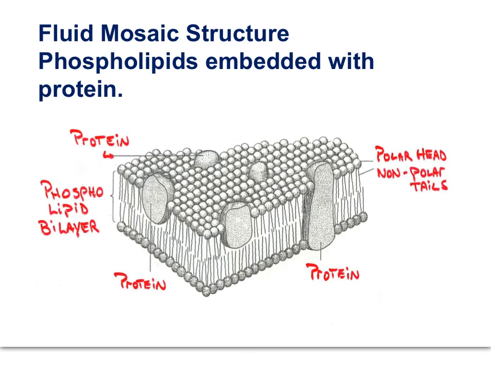Here is a diagram of the fluid mosaic membrane showing the phospholipid bilayer and proteins. Some of the proteins are integral, and some are a little bit more peripheral. For an integral protein, such as this one, this region of the protein would be nonpolar, and these regions, near the phosphate heads of the phospholipids, would be polar.